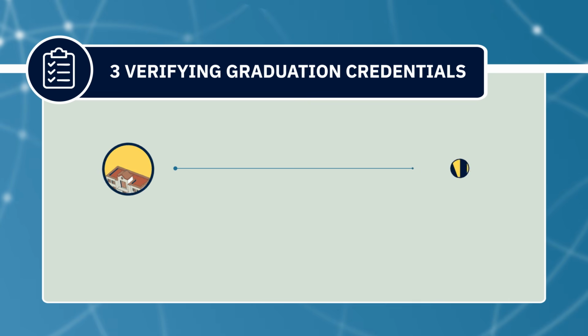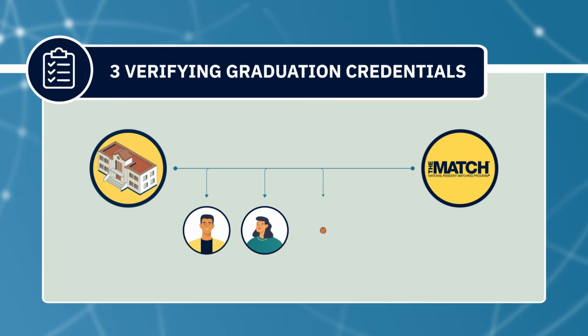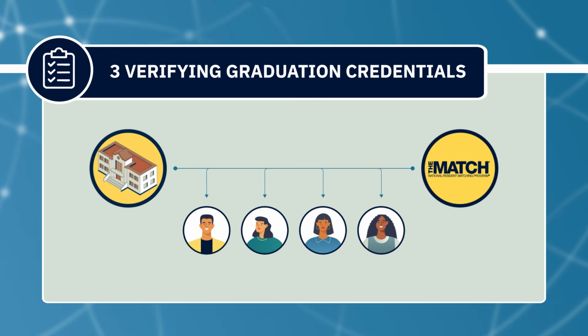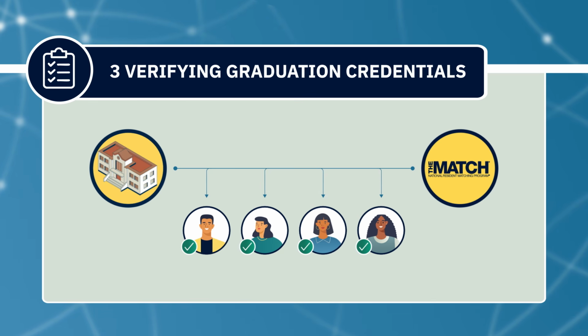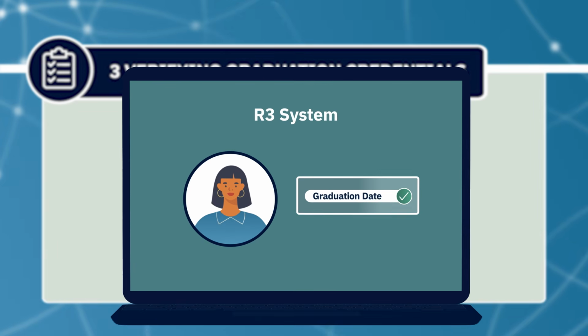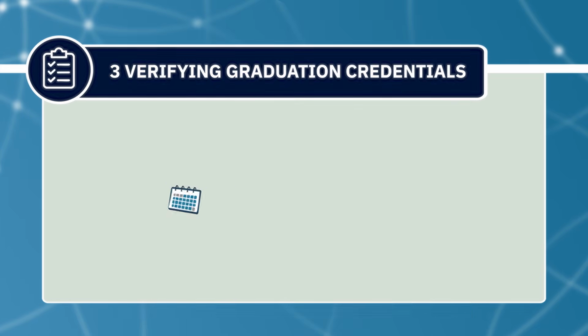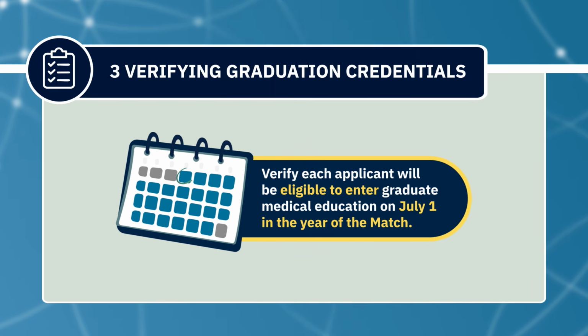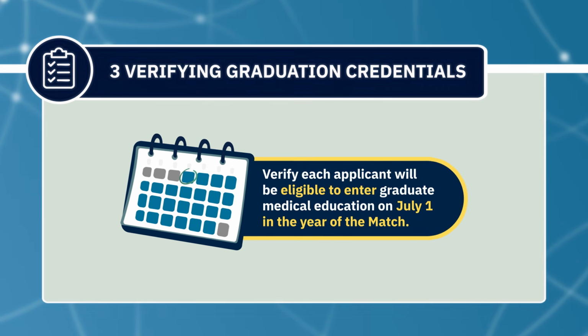Step 3. Verifying graduation credentials. Once ranking opens, schools can begin verifying their students and graduates as eligible to participate in the match. To be eligible to participate, applicants must meet all requirements for entry into graduate medical education as prescribed by the medical school and by the accredited programs in the applicant's specialty. School officials must ensure the applicant's graduation date is correct in the R3 system and verify each applicant will be eligible to enter graduate medical education on July 1st in the year of the match.